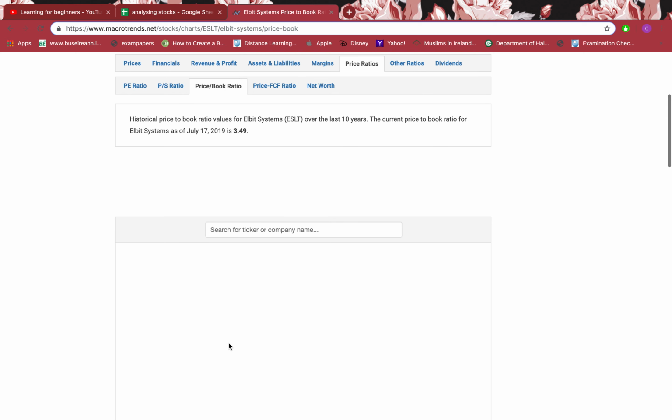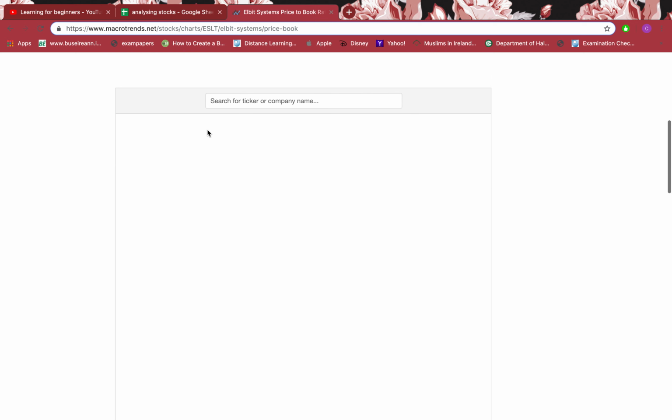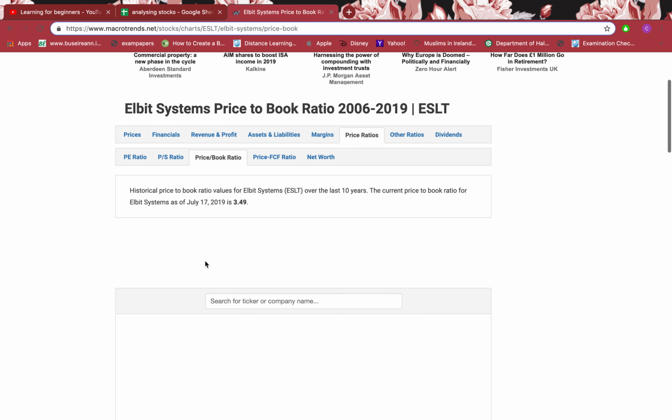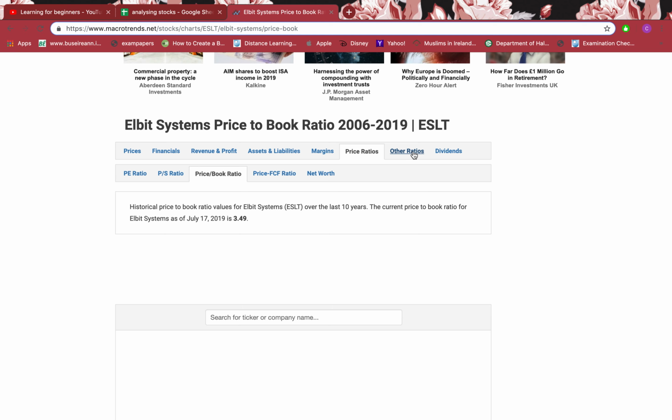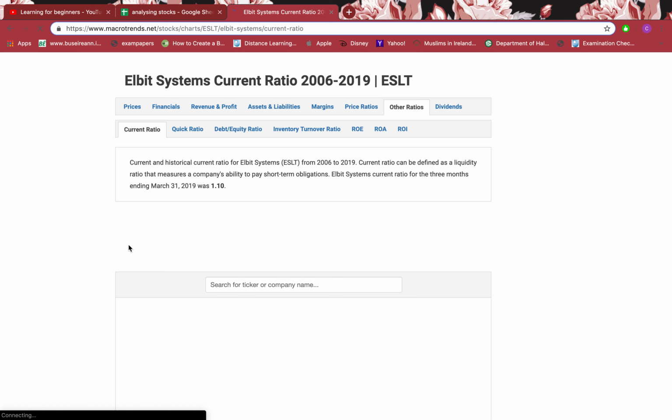I don't think they have data for this one because it has loaded on top, but it didn't appear. So we don't have enough information to judge on it. So I will just skip this part, then I'll go to other ratios and see if they have any data on current ratio. I want to see the current ratio.